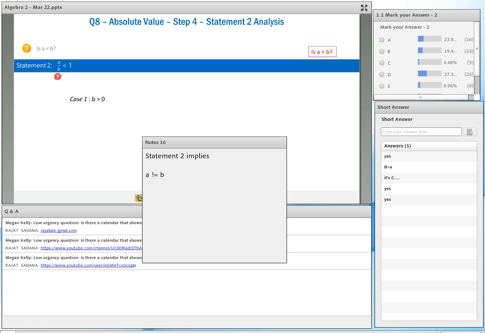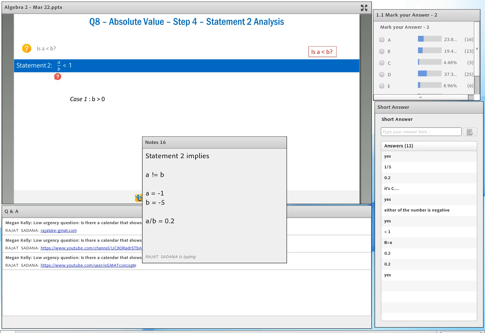Right? A is not equal to B. Not necessarily that B is greater than A. Let's assume A is equal to -1 and B is equal to -5. Then what does A by B become? A by B is 0.2, right? Or 1 by 5.